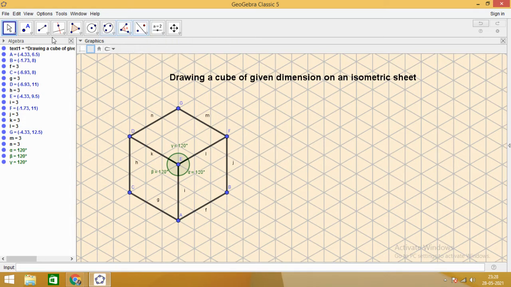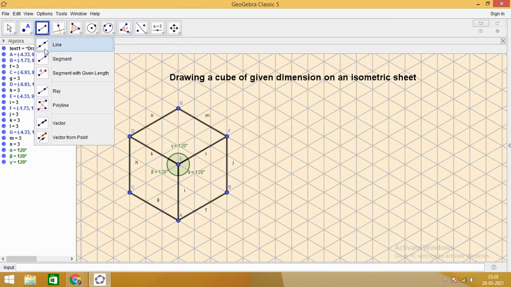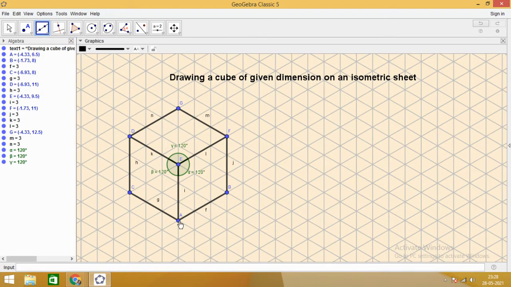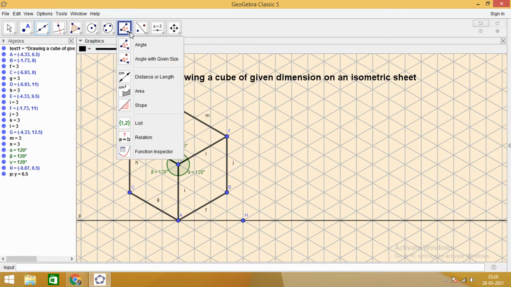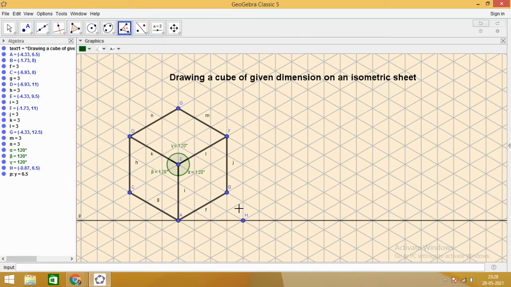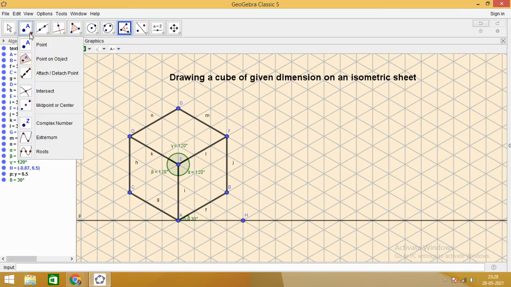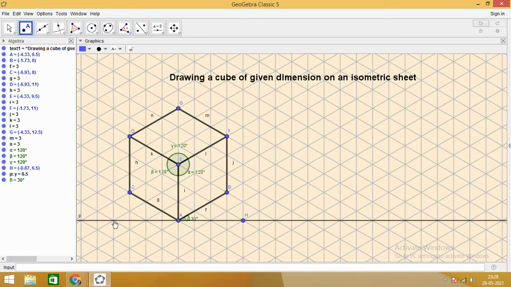Interestingly, here one more thing I would like to share with you. Say for example, I try to draw a line like this. For example, I take a point here. Okay, and then you will realize that if we draw a horizontal line like this, then this angle HAB comes out to be 30 degrees. Similarly, if we take a point on the left side, say for example, I'm taking a point here, I.